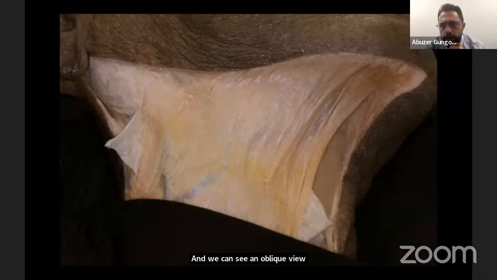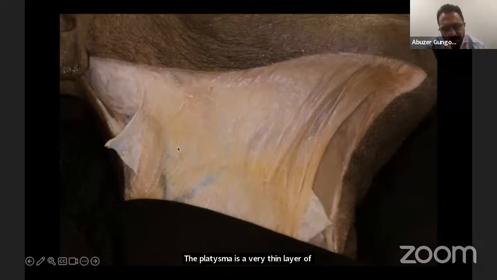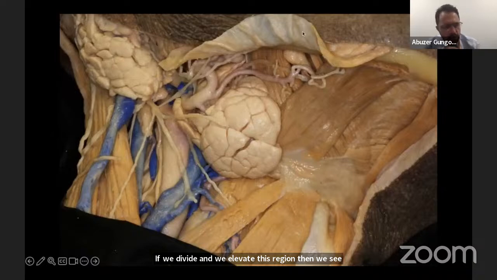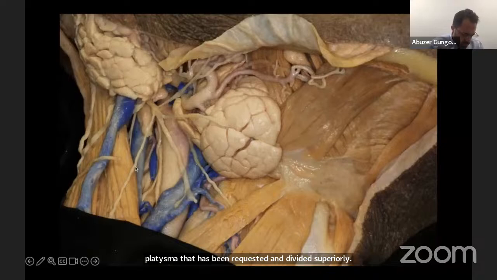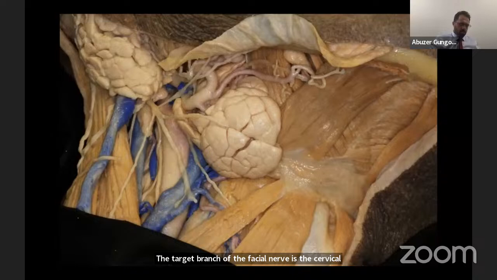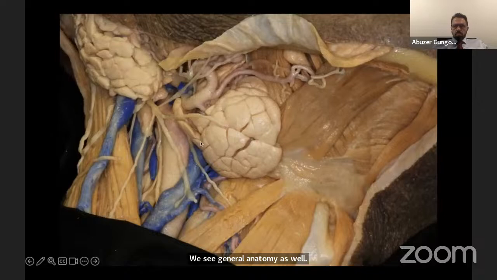Here the ear is posterior, and we can see an oblique view of the neck where we have dissected the subcutaneous tissue and the platysma colli. The platysma is a very thin layer of muscle, and we have removed the fascia. If we divide and elevate this region, we see the platysma reflected and divided superiorly. These small branches are the cervical branch of the facial nerve that innervates the platysma colli. We see general anatomy as well: the parotid gland and the submandibular gland.